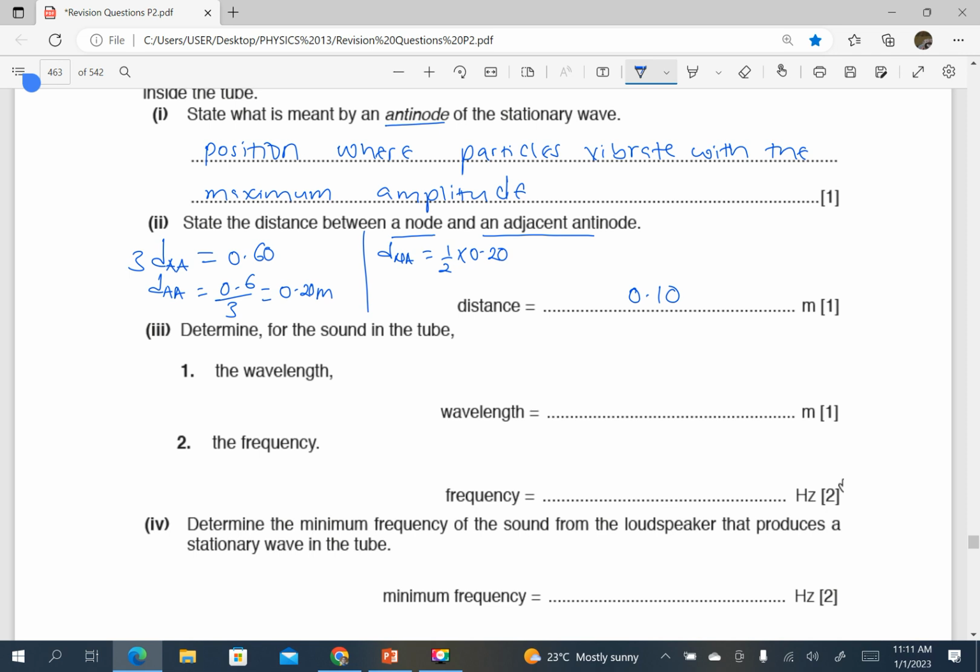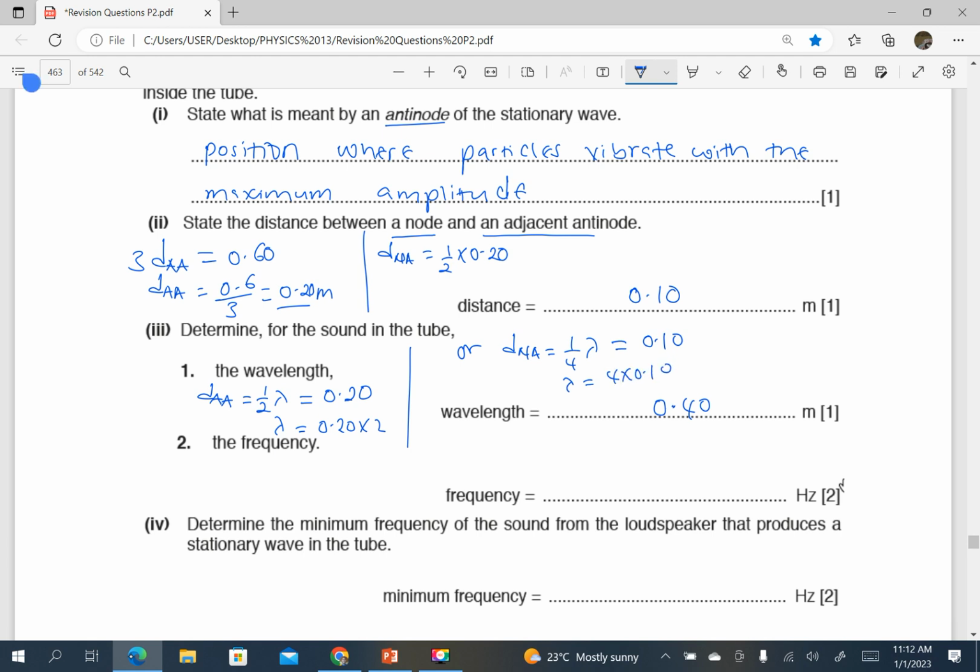We know that the distance between a node and an antinode is a quarter wavelength, and the distance between two adjacent antinodes is half a wavelength. So we can find the wavelength. The distance between antinode and antinode is half a wavelength, and that distance is 0.20, which means the wavelength is 0.20 times 2, which is 0.40. Alternatively, method 2: the distance between a node and an antinode is a quarter of the wavelength. Remember, this distance is 0.10, which means lambda is 4 times 0.10, which still gives the same answer, 0.40 meters.